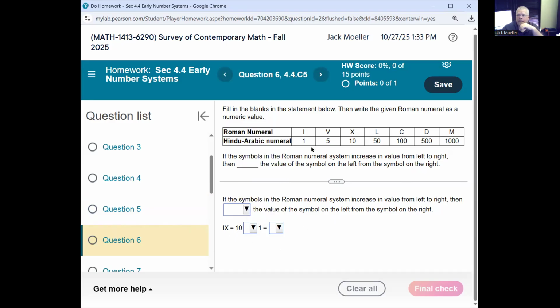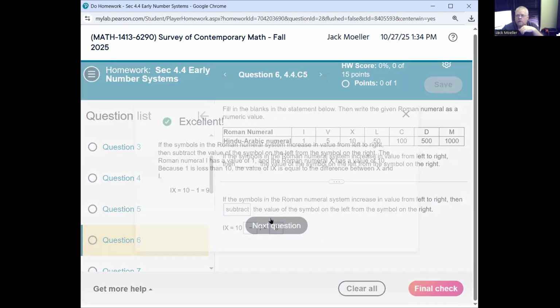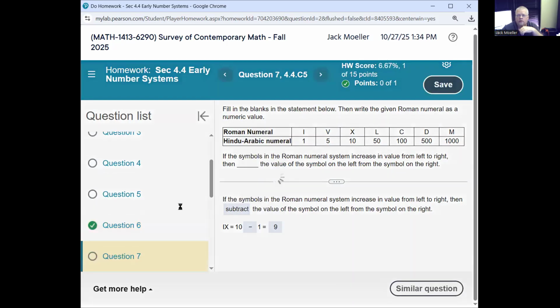And so IX starts at 1, goes to 10. That's increasing. Remember, Roman numeral stuff is kind of backwards. So if it's increasing, it means you actually subtract. So that would be 10 minus 1. If the number increases from left to right, you subtract the value. That's sort of a definition sort of thing, right?